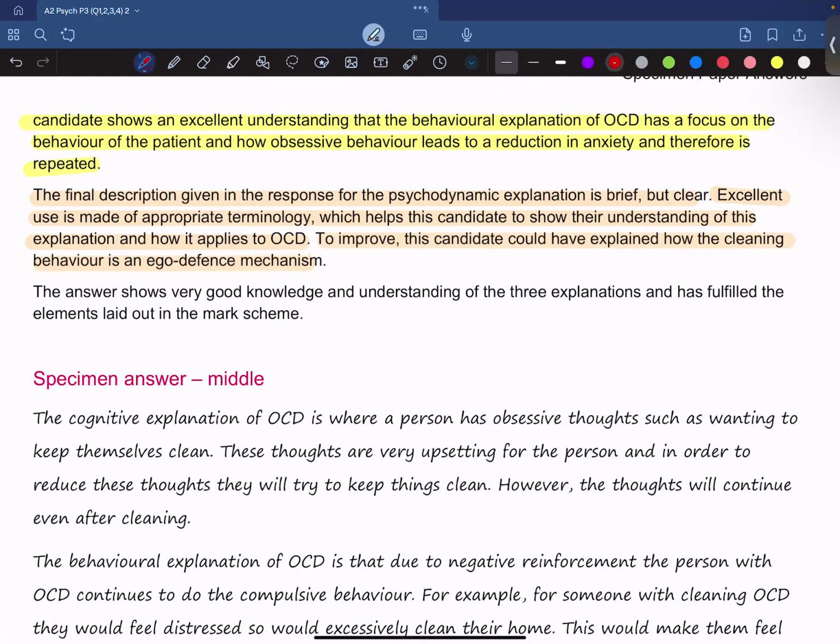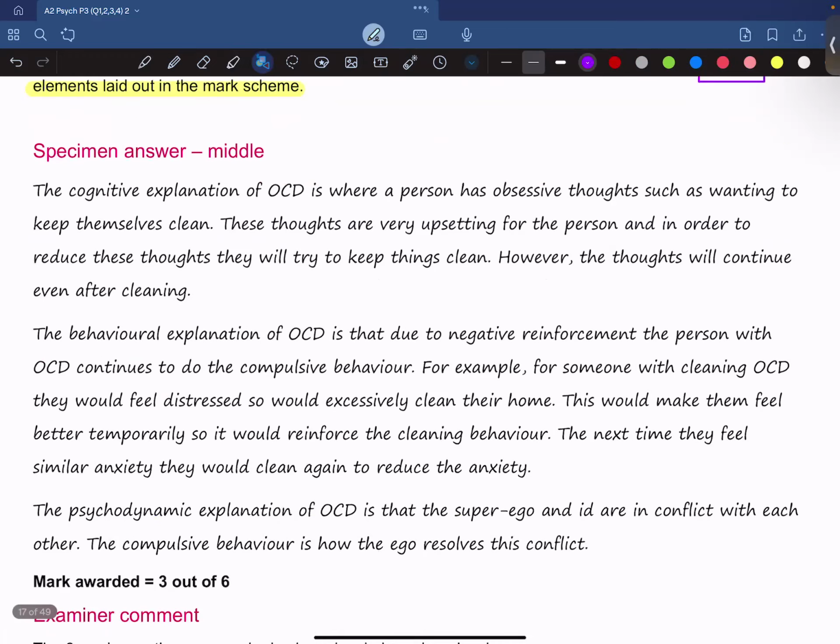So here you go. Psychological terminology is being used over here. All in all, the answer shows very good knowledge and understanding of the three explanations and has fulfilled elements laid out in the marking scheme. So as long as you are fulfilling the elements that are laid out in the generic marking scheme, there's nothing that would hold you back from scoring full. Now, this is another response.